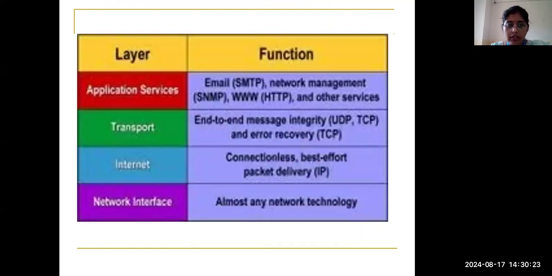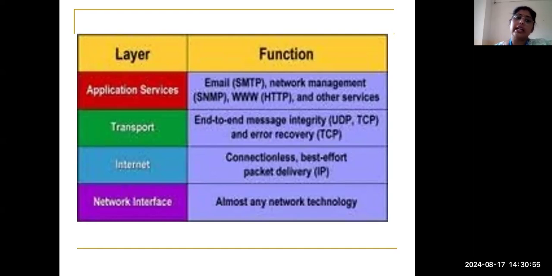Now let us talk about the layers and their functions. These are the 4 layers in TCP/IP. First one is the application layer, and it uses protocols like HTTP, SMTP, SNMP. The next layer is the transport layer. Its function is end-to-end message integrity, and the protocols used by the transport layer are UDP and TCP, that is, User Datagram Protocol and Transmission Control Protocol.